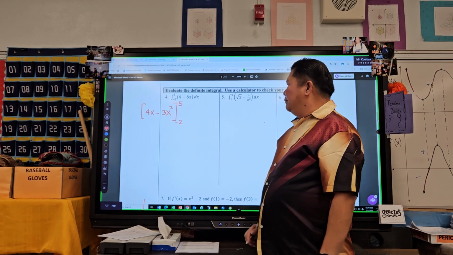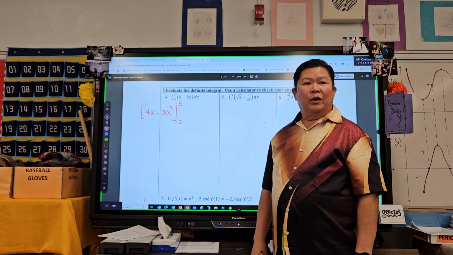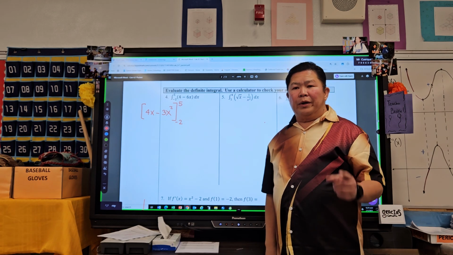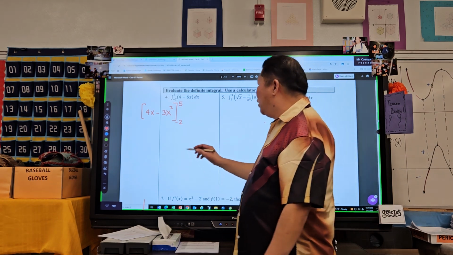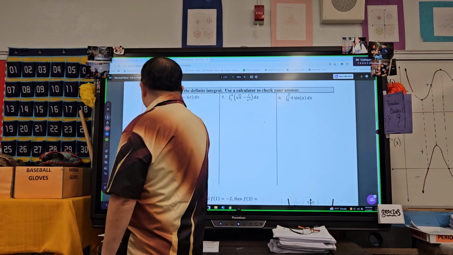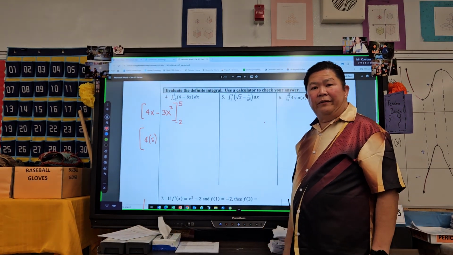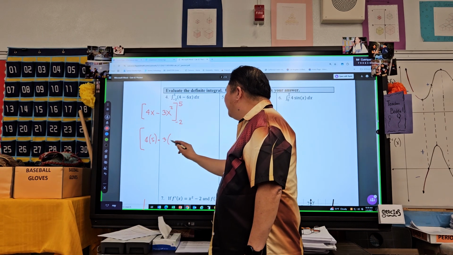So what do we plug in first, the upper or the lower? Remember, it says F of b minus F of a. The upper. That means the answer is to do this: 4 times 5, and then minus 3 times 5 squared.